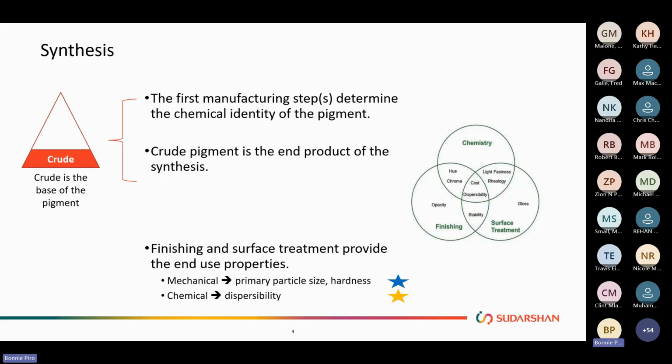The remaining performance really does come from that finishing. And by finishing, we bring together both the mechanical aspect of it as well as the chemical aspect of it. Mechanical, as the name implies, is where we're really impacting the particle size and the hardness of that particular pigment. And then the chemical aspect of it will help in that dispersibility area.